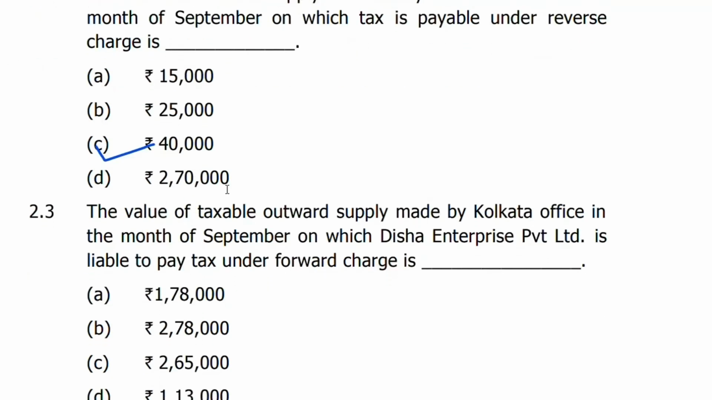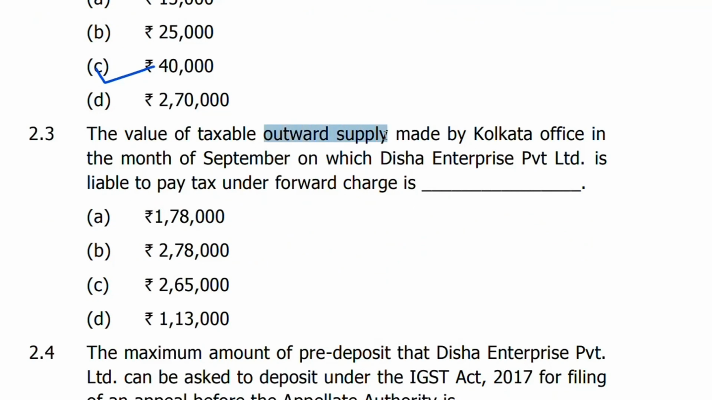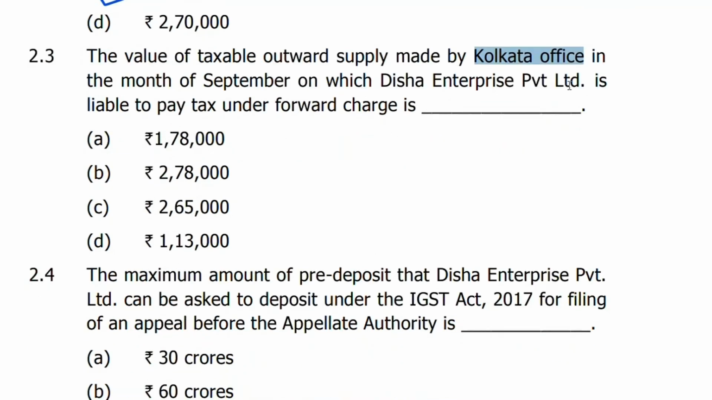Now the next question, that is value of taxable outward supply. Here they are asking outward supply, not inward. That means the last 2 points we have to ignore, right? And made by Kolkata office. Mumbai office also you have to ignore. Here you have to concentrate only on Kolkata office, on which Disha Enterprise is liable to pay under forward charge.